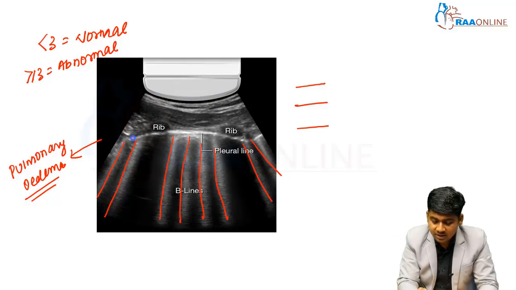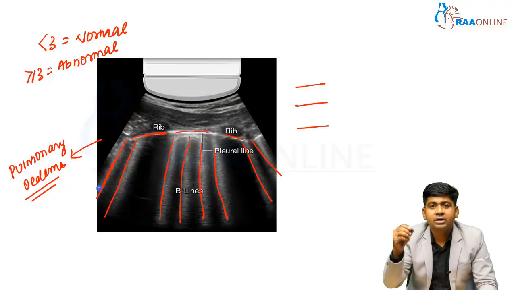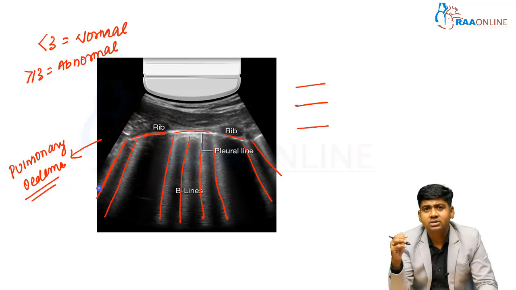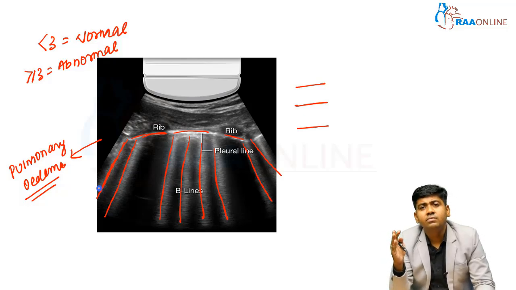Here you can see these are the ribs. This is the rib shadow. This is mostly the pleura. And from the pleura, we see different vertical lines along the depth of the lung. If you find less than 3 or nearly equal to 3, then it is nearly normal. If you find an image having more than 3 to 5 B lines, then it is always abnormal, and we will definitely check for pulmonary edema.